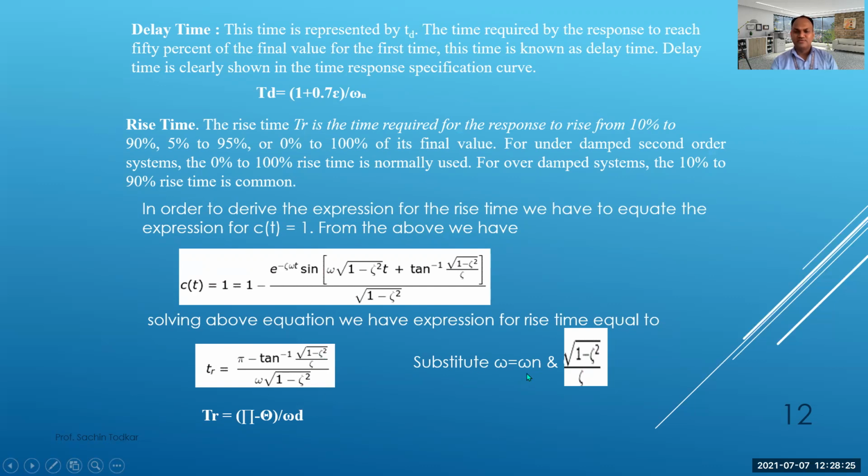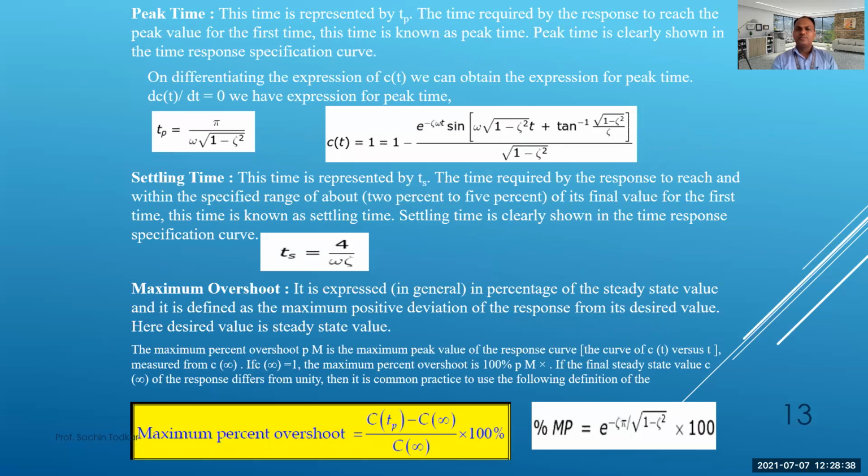Omega is the natural frequency of vibration, and if we put these values in, you'll get the simplification of that particular value. Peak time is represented by TP. It is the time required by the response to reach the peak value for the first time. This time is known as peak time. Peak time is clearly shown in the time response specification curve.